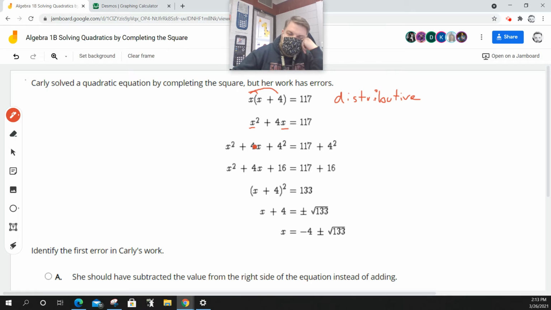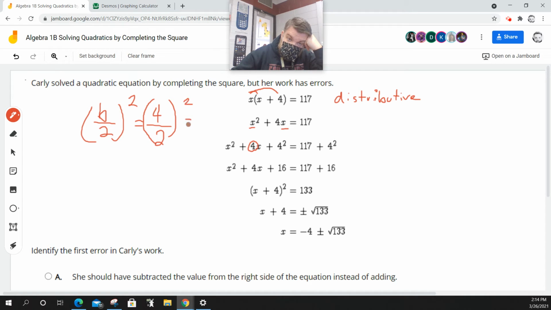So now, what is b? Well, b over 2 squared is what I gotta add, right? Well, b is equal to 4, right? This term right here is 4. So I'm gonna say 4 over 2 squared. What's 4 divided by 2? 2. So, but this says 4 squared.